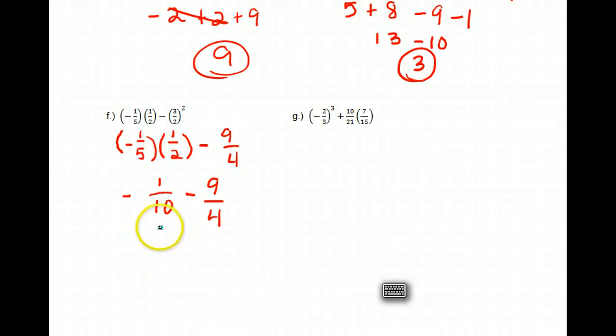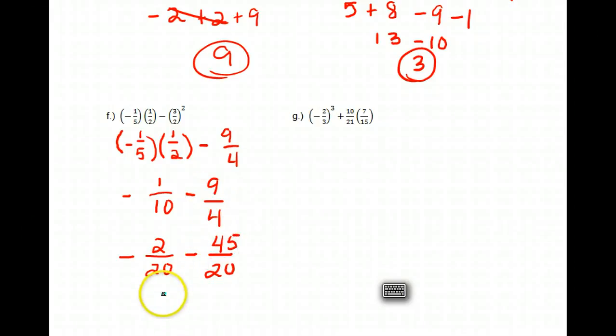So as you think about the factors of both 10 and 4, the first one that they have in common is 20. So I'm going to start by bringing down my negative. I'm going to change my denominator to 20, bring down my minus sign, and change this denominator to 20. How did we get from 10 to 20? We multiplied by 2. So 1 times 2 is 2. How did we get from 4 to 20? We multiplied by 5. So 9 times 5 makes 45.